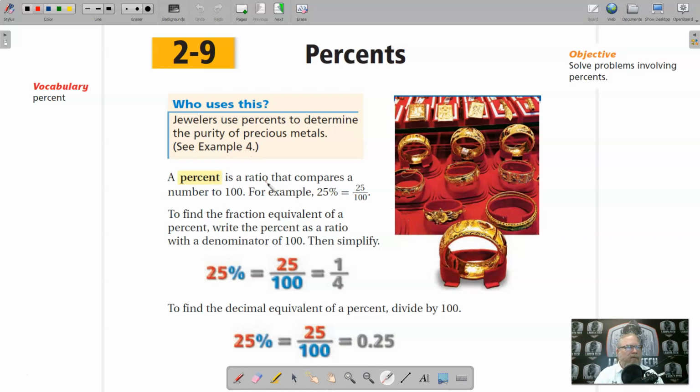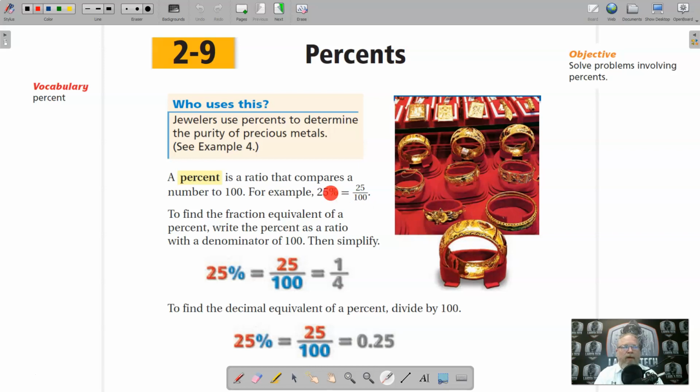A percent is a ratio that compares the number to 100. Remember, a ratio is the comparison of two numbers using division. So basically, it's a fraction, right? We can write a ratio as a fraction. So a percent is a ratio that compares a number to 100. For example, 25% is 25 over 100. The percent sign actually means parts of 100.